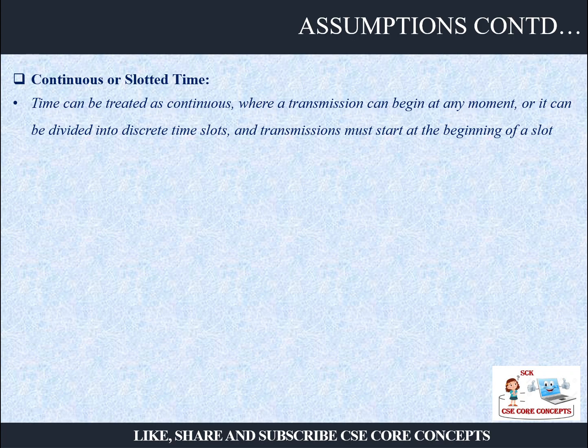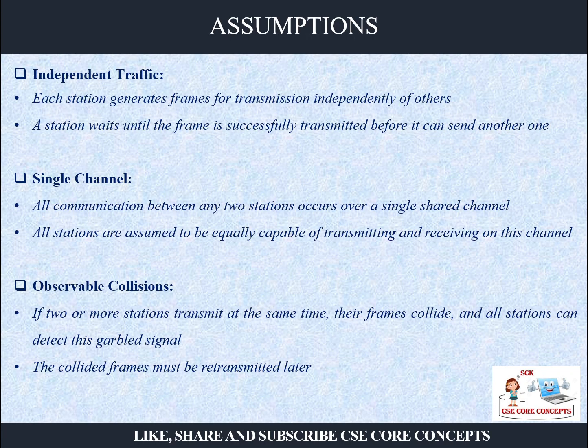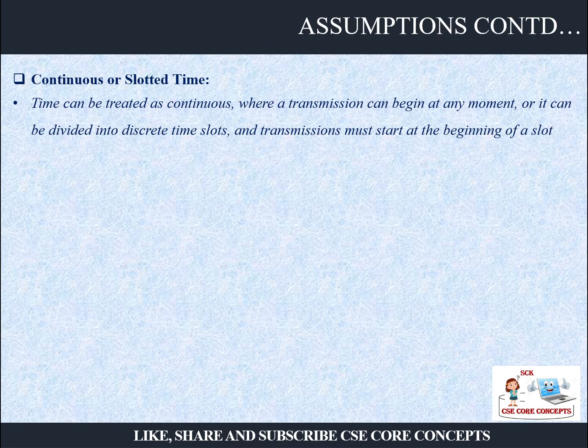Based on these 5 types of assumptions, we will see some of the protocols for channel accessing. One is independent traffic, where all stations send frames at their own pace, all using that single channel. If collisions happen, every station must be aware of the collision so that they can stop. They can pause for a while, and whoever's frames have collided should retransmit.